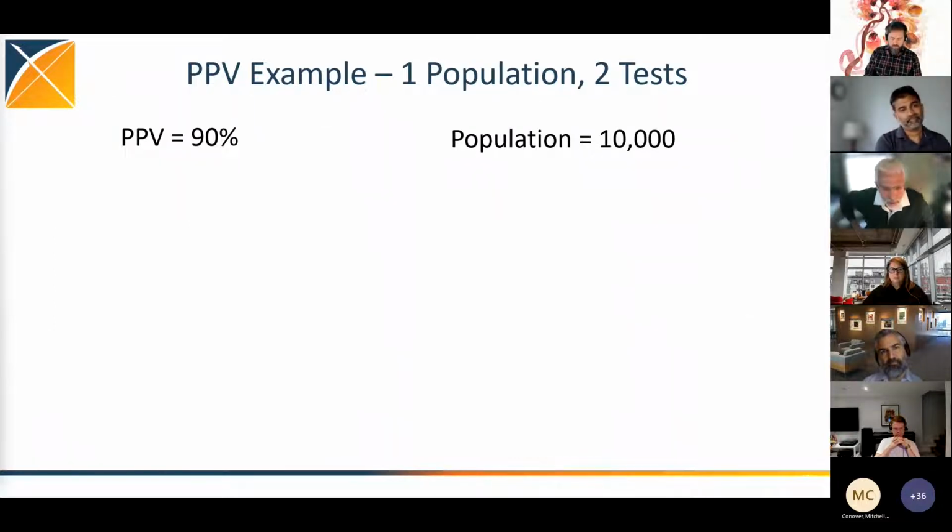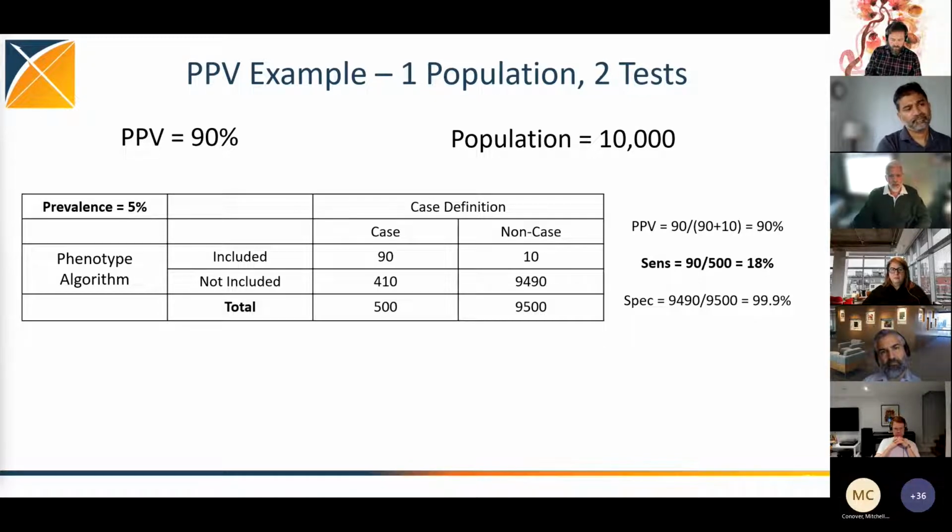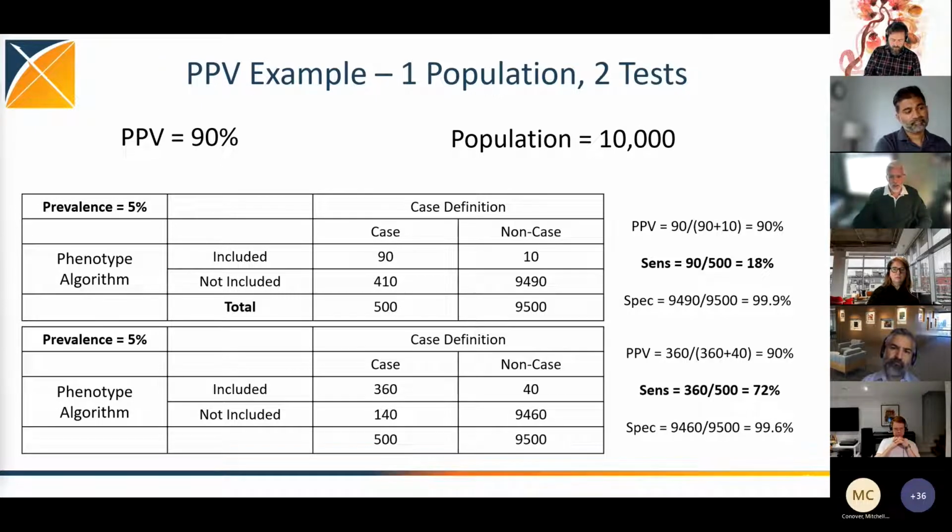As another example, where you have one population but 2 different tests, and all you know is the positive predictive value, you could have a positive predictive value in one case where the sensitivity is 18%, and another case where the sensitivity is 72%. So just giving you the positive predictive value cannot clearly define the sensitivity and specificity for you.